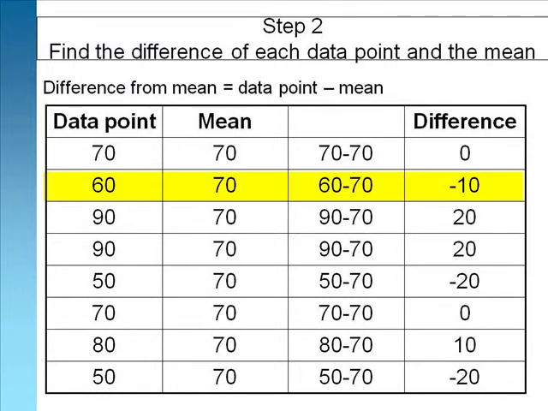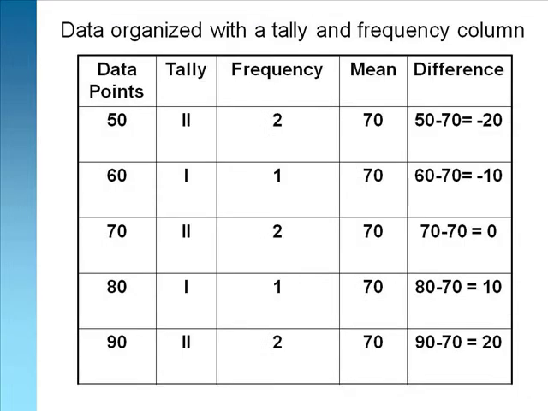For example, data point 60 is 10 points below the mean, -10, while data point 80 is 10 points above the mean, +10. Notice that there are duplicate scores. The next slide will show a way to organize the data more efficiently, especially if there are a large number of data points. You only need one row for each different data response if you tally the number of times each response occurs and add a frequency column. This table shows that there were 2 responses of 50, each 20 points below the mean.